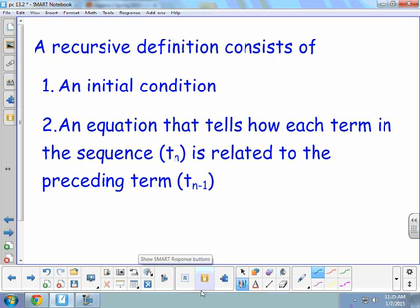A recursive definition is going to always consist of two things. And you need to make sure that you understand a recursive has to have two different things. When you take your tests and your quizzes, both things have to be on there to get it correct. An explicit, which is what we did in our last lesson, is just one equation. Recursive is telling where you start with an initial condition, and secondly, an equation that tells you how each term in the sequence is related to the preceding term. I would not be surprised if you see that question, what does a recursive definition consist of, on a lesson quiz.